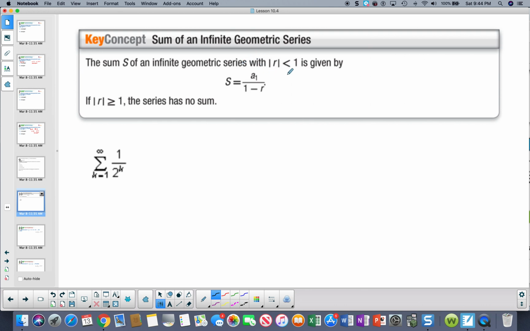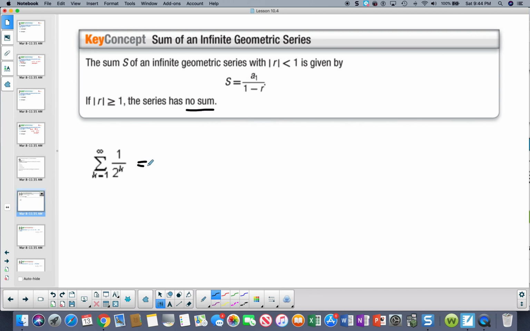Now, we know that if you have an infinite geometric sequence where the common ratio is less than 1, this is the formula to give you your sum. It's as simple as knowing the first term and knowing the common ratio. Just put it into the formula, and this will give you your sum. If your common ratio is greater than or equal to 1, it has no sum and we can't find the answer.